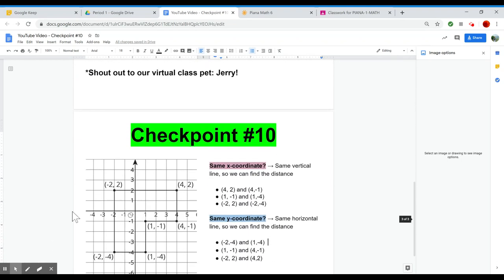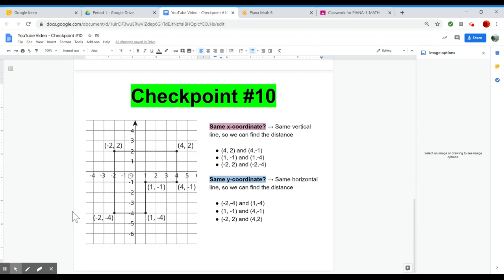So we're gonna get started on what you need to know for checkpoint number 10. We have this shape here, and we're gonna find the perimeter of the shape. Perimeter means the distance around the shape.